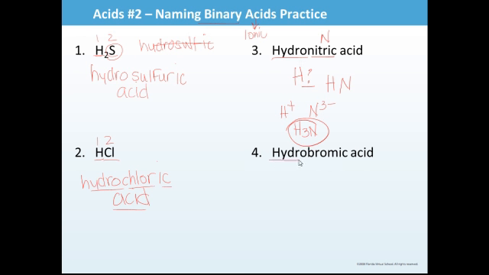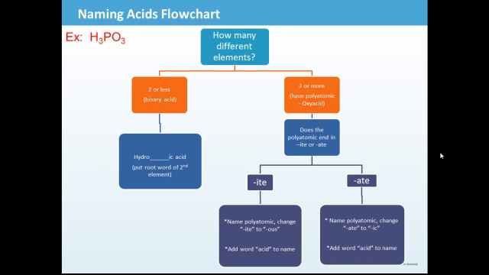Okay, number 4, we have hydrobromic acid. So hydro is hydrogen, so I know I'm going to have hydrogen. Bromic is for bromine, which is Br, has a -1 charge. HBr, 1 and 1.